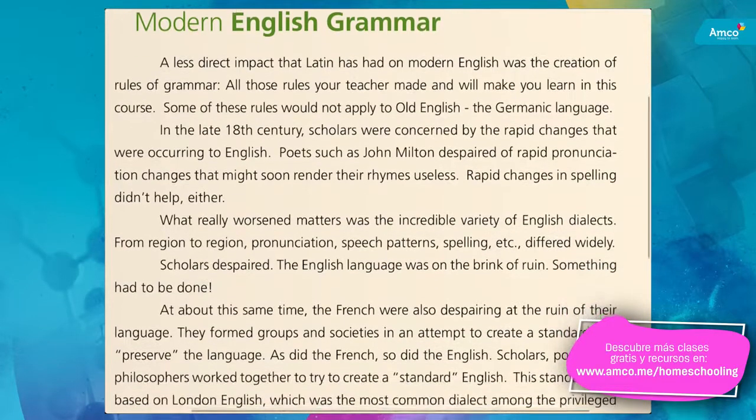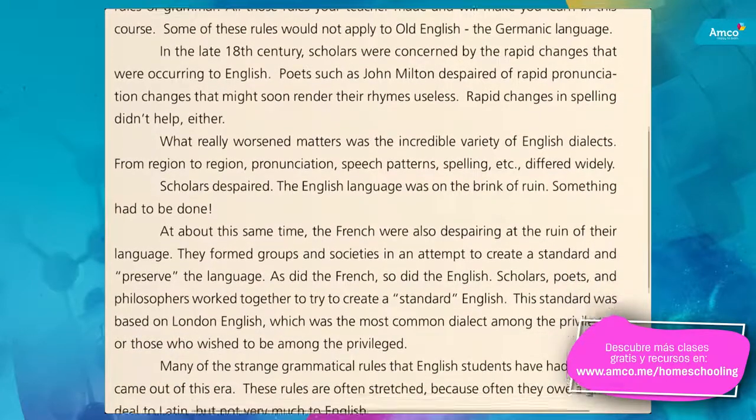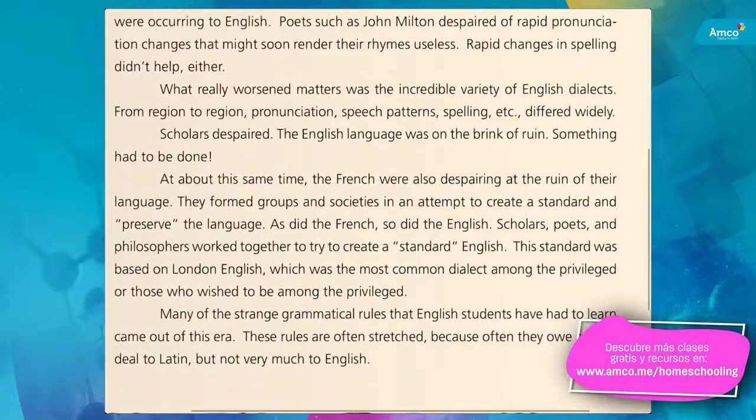In the late 18th century, scholars were concerned by the rapid changes that were occurring to English. Poets such as John Milton despaired of rapid pronunciation changes that might soon render the rhymes useless. Rapid changes in spelling, of course, didn't help either. What really worsened matters was the incredible variety of English dialects, from region to region. Pronunciation, speech patterns, spelling differed widely. Scholars despaired. The English language was on the brink of ruin. Something had to be done.